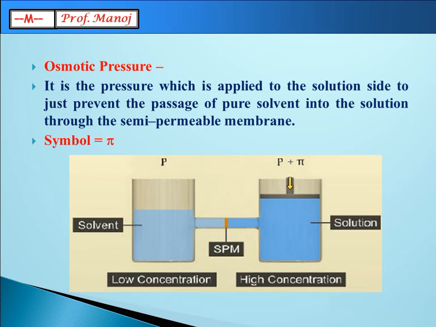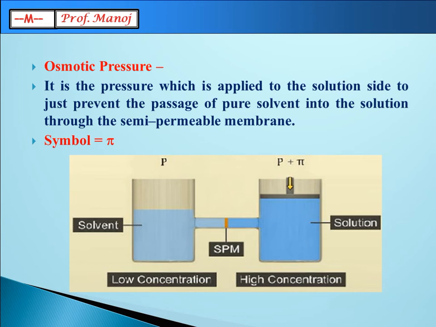You can see there are two compartments connected through a semi-permeable membrane. Left hand side there is low concentrated solution, right hand side compartment there is high concentration. Think for a while, from where will the solvent move? Solvent will move from left hand side compartment to the right hand side.